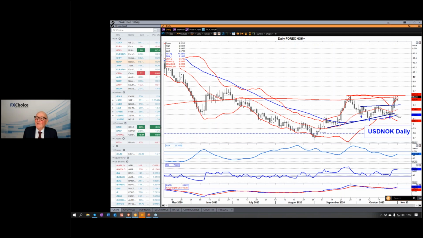Saying that, you can see here, look at this high here at the end of September, and we're testing it here now, and look at the shape of Bollinger Bands. The upper one is going north, the bottom one is going south. The volatility is expanding as we approach that. So think of this level here as a brick wall, and we're actually taking a run at the brick wall.